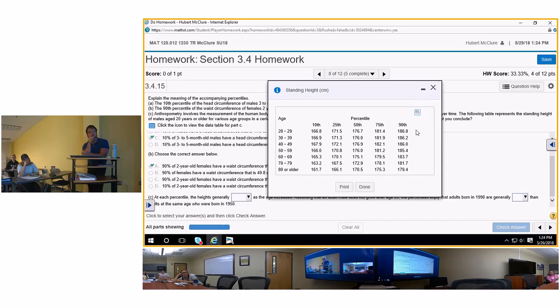So you can say that the height is decreasing. Let's look at the 75th percentile. 181, 181, 182, 181. Oh, that 182, 181, that screws up everything. I don't know. Maybe you could say that the 90th percentile is shrinking or something to that effect, but you don't see much of a difference except for the 90th percentile is shrinking.